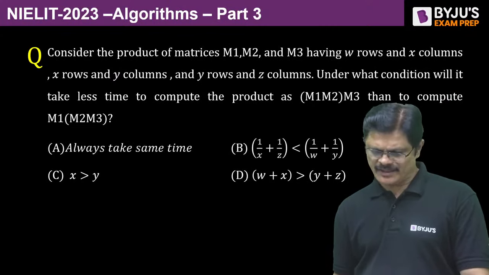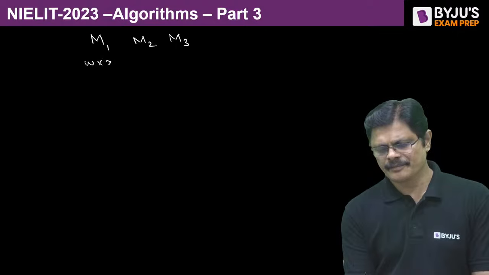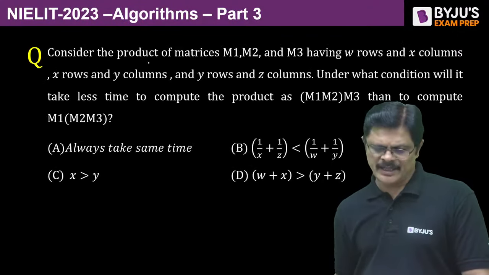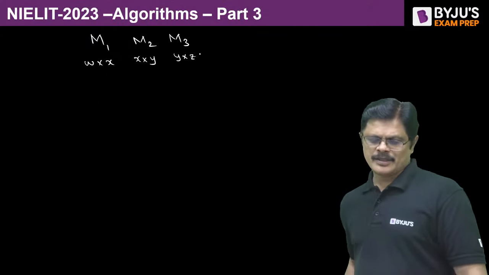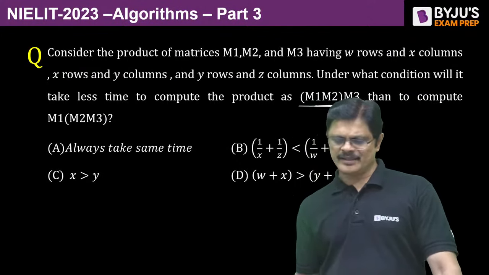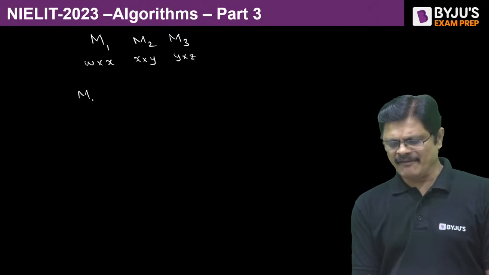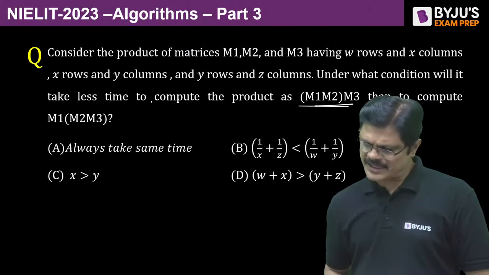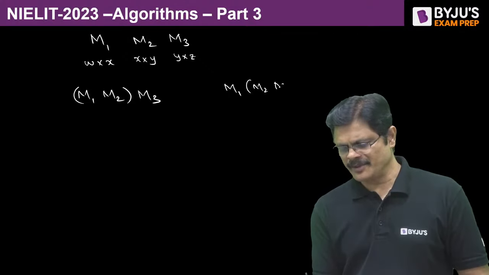M1 is of order W by X. M2 is of order X by Y. And M3 is of order Y by Z. Now he wants this to take less time than M1, M2, M3. So let us write that M1, M2, M3 should take less time than M1, M2, M3.